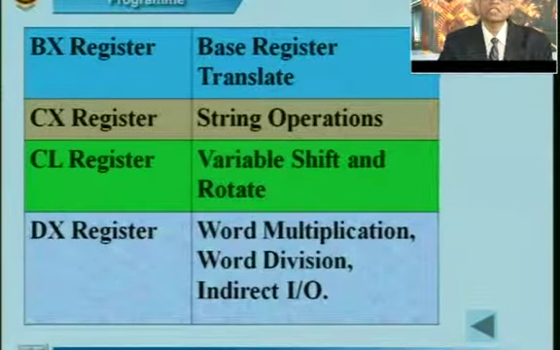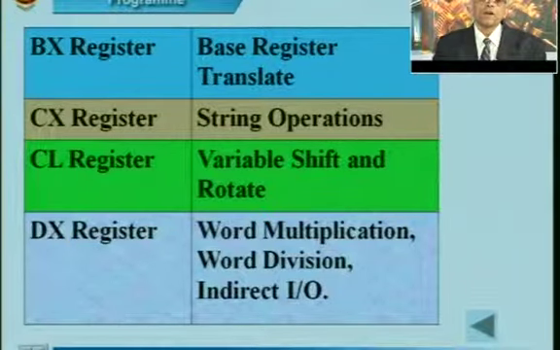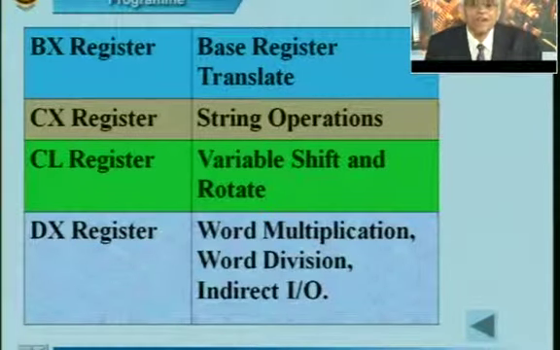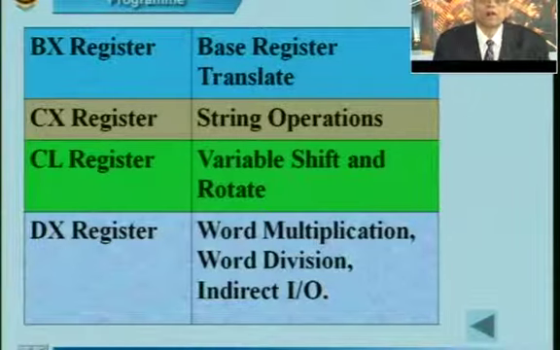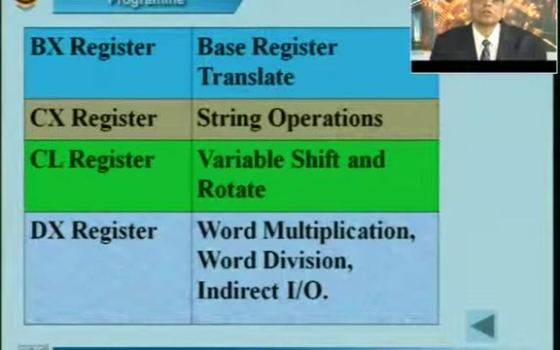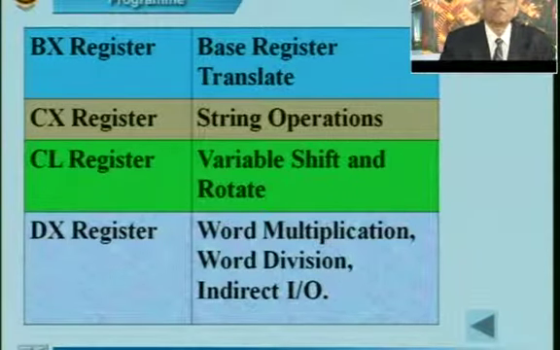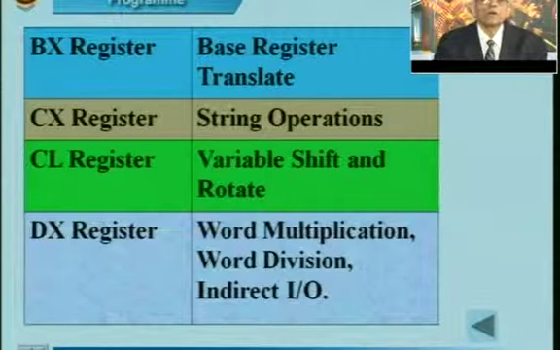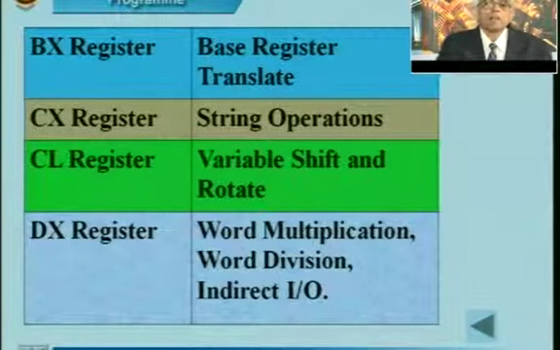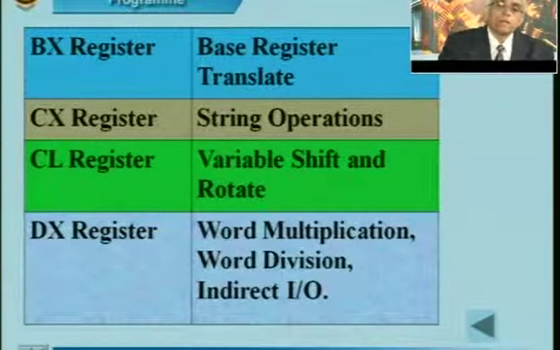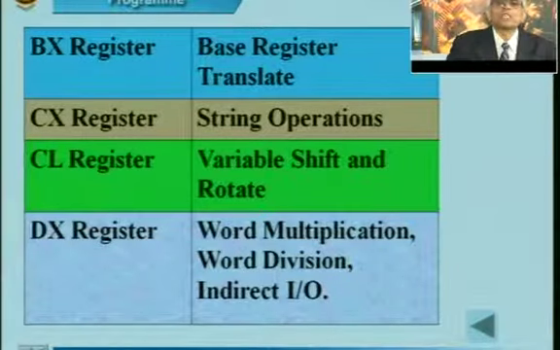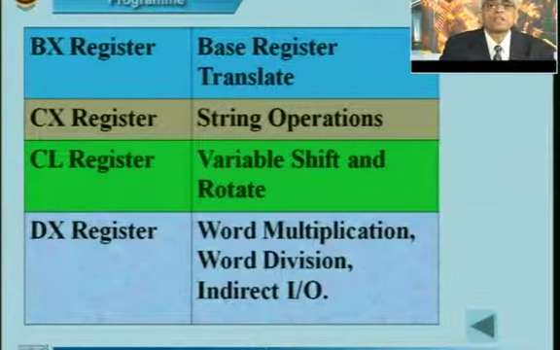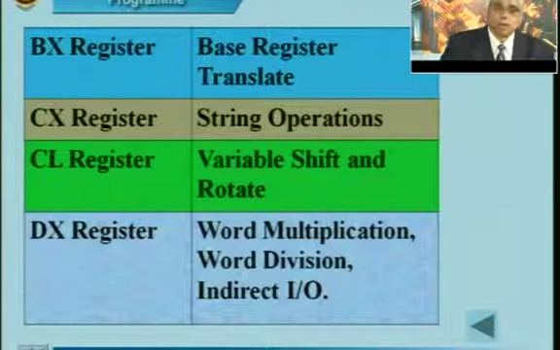CX register is a special register used for string operations, which will have a counter where the value in the CX register can be 0000 to FFFF when you are putting it in hexa. So, that means that we can have 64K count available putting into CX register. So, all the string operations make use of this particular register as a special register, as a counter.